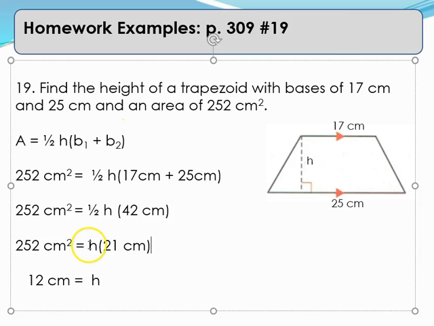Times the height. And to solve for the height, we divide both sides by 21, and our height is 12 centimeters. Now, even though you have an area that has centimeters squared, if you're solving for a length, your answer will be centimeters. That is because we're not just dividing by 21, we're dividing by 21 centimeters. So centimeters squared divided by centimeters leaves you centimeters.